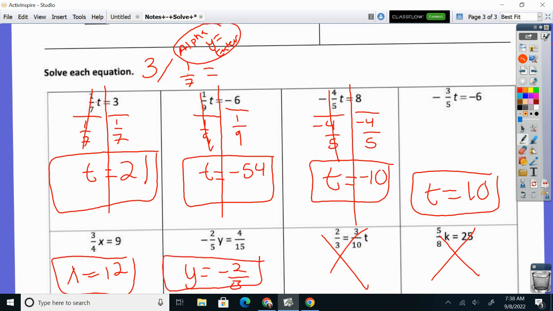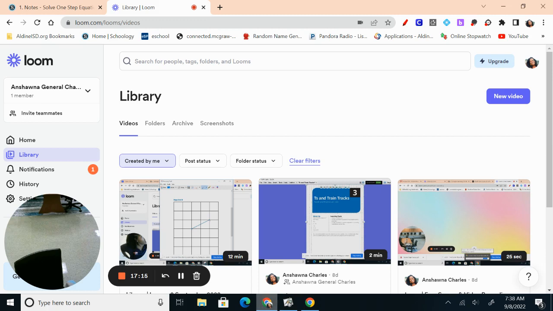On this one, you're still dividing by -2/5, but you're going to have to do alpha y equals enter twice. You would have to do 4 divided by 15 divided by alpha y equals, again, -2/5. Okay? All right, and that's how you solve one-step equations.